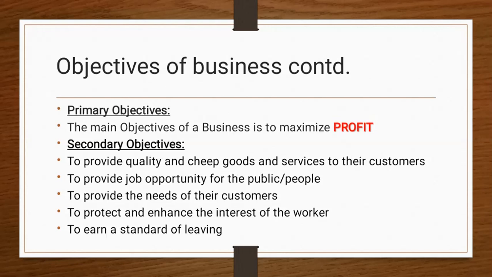A, he is going to give us very good quality goods. And also to provide job opportunities for the public. Some people actually go into business to provide jobs for the public so that it can ease the unemployment rate, and it can also assist some people in achieving their careers. So those are some of the objectives, and another one is to provide for the needs of their customers.